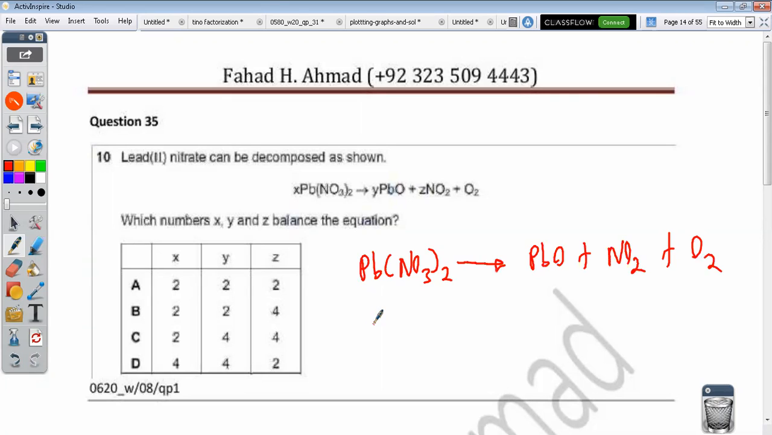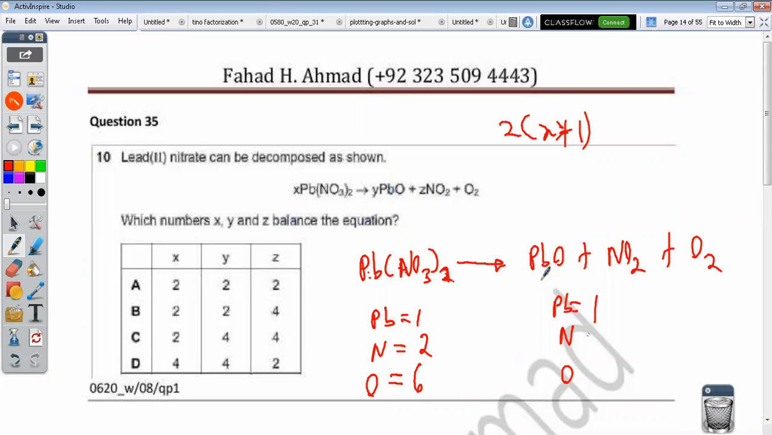How many lead do I have before I even think? I've got lead, nitrogen, oxygen. So I only have three, lead, nitrogen, oxygen. This side, the same: lead, nitrogen, oxygen. Can someone tell me how many lead do I have? I have one. And I also have only one lead here. The two affects everything in the bracket, just like you do 2x plus 5 in maths. So if two affects everything in the brackets, how many nitrogen do I have? Two times one nitrogen is two. How many oxygens do I have? Two times three is six. Clear now? Let's go to the other side.